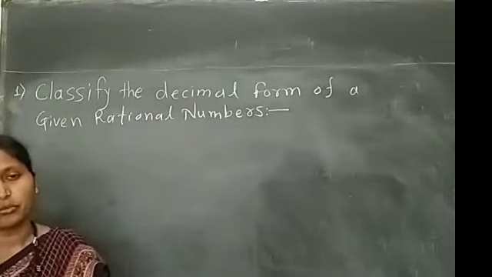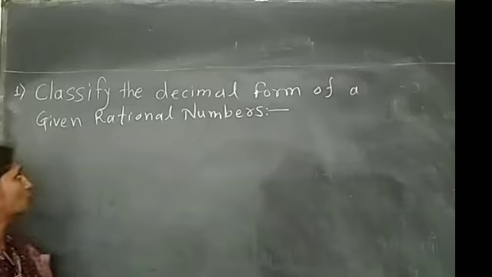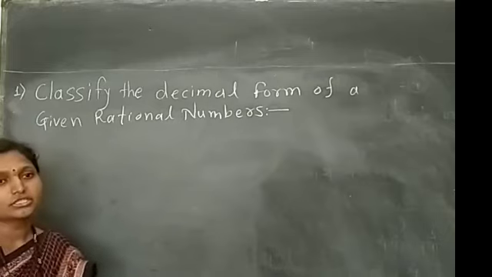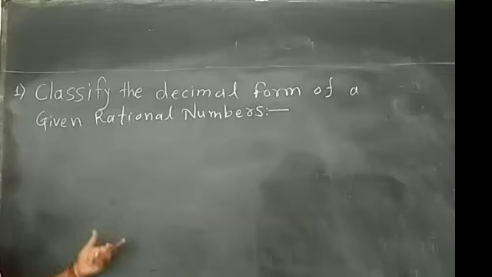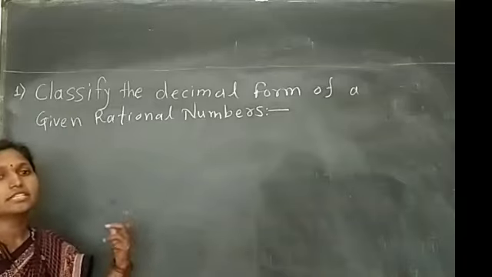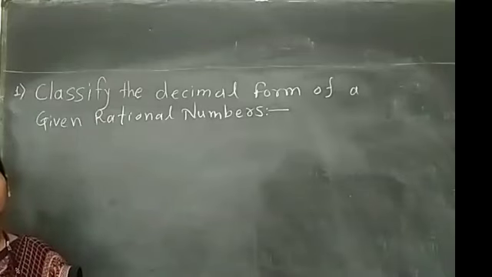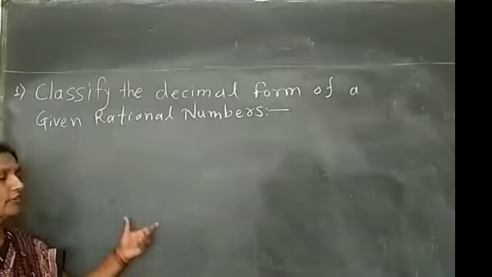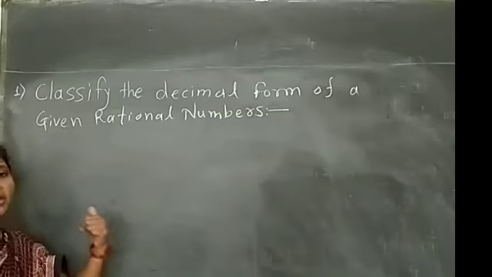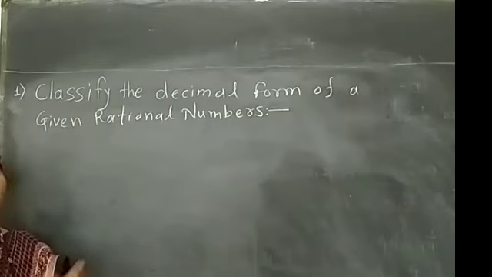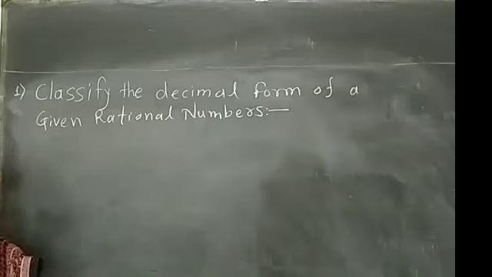In practice set 2.1, the first question is to classify the decimal form of a given rational number. We classify the decimal form of a rational number as terminating or non-terminating recurring. We divide the given number first, and then decide whether the decimal form is terminating or non-terminating recurring.